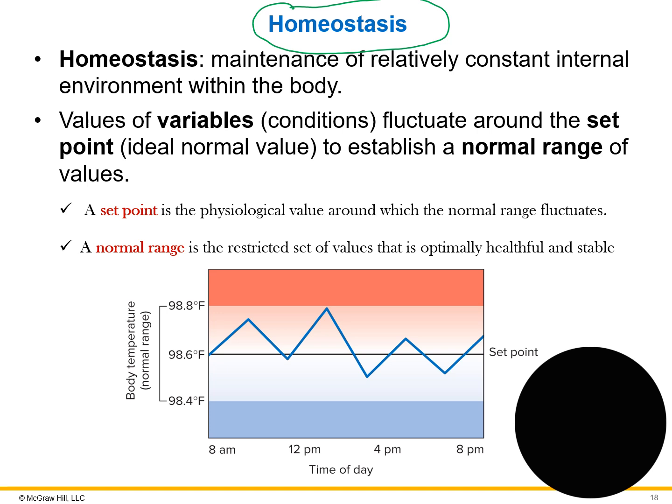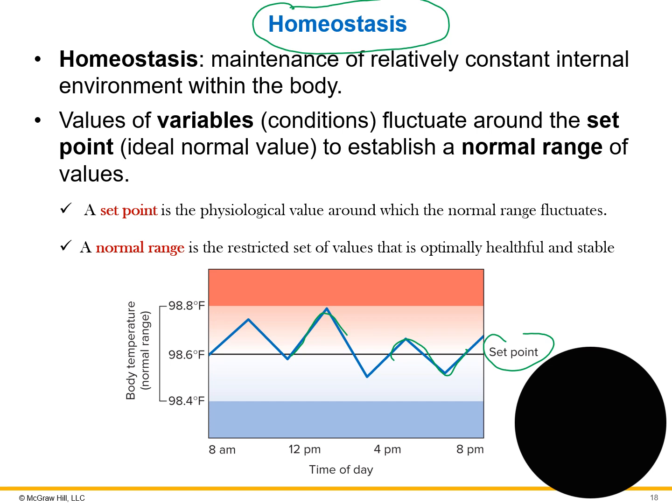What is this actually? It is a process by which the body maintains a relatively constant internal environment. For example, various conditions like temperature or pH fluctuate. You can see that it can fluctuate around the set point, which is the ideal or normal value. It can go up and down, but the body always brings it back to that point, where conditions are optimally helpful and stable.